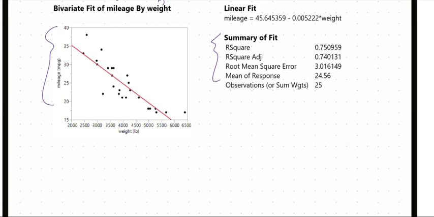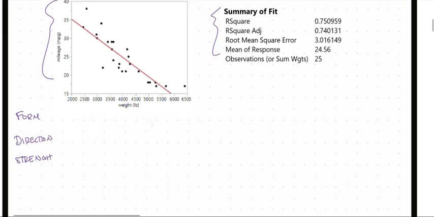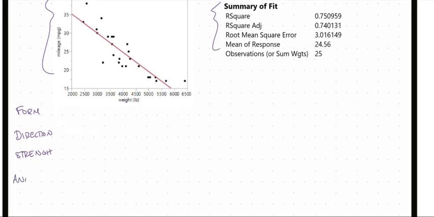And when we look at a scatter plot, there are four things that we describe. We describe the form, the direction, the strength, and we look for any anomalies that may be present. And we'll take each of these in turn.